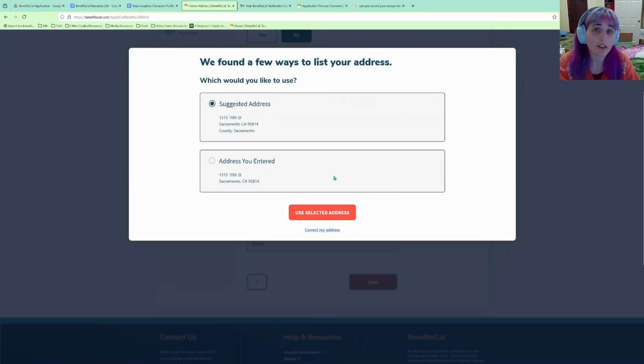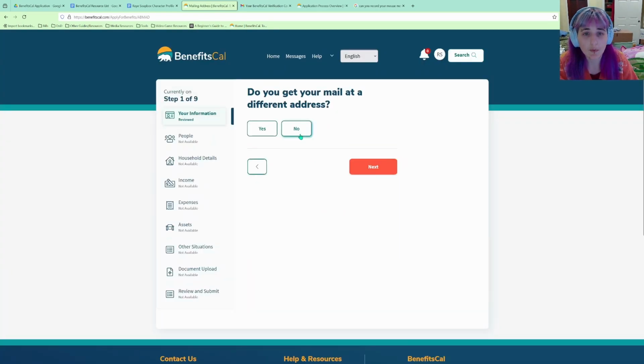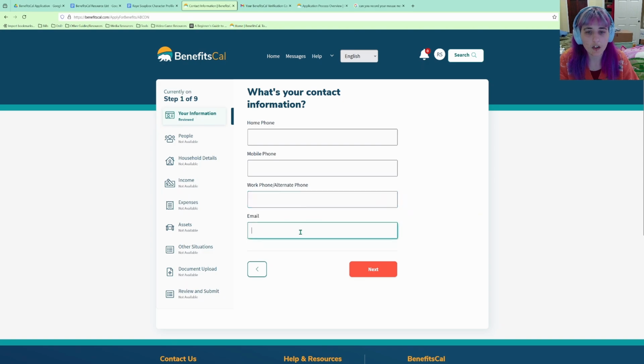Next, so it might tell you to use a suggested address, which yeah, we're going to go ahead and do. I like to do that just in case. Do I get my mail at a different address? No. Contact information, phone number. You don't have to put any of this. I don't feel like typing it in again, so I'm not going to, but you could. I would recommend putting some kind of phone information in here. Also, emails can be helpful, so you can get information emailed to you about, for example, the phone interview that they schedule with you. I think they can email that to you, so that's helpful.